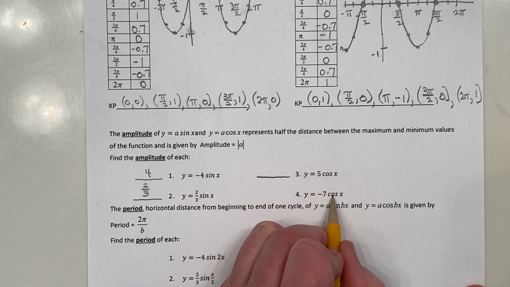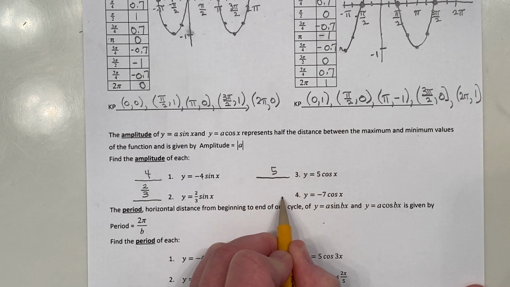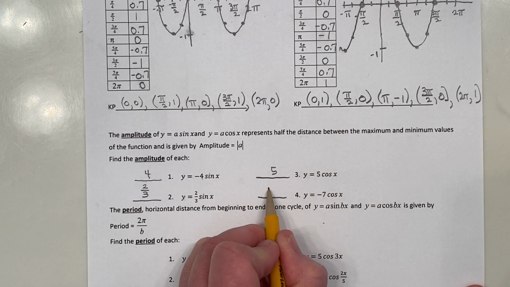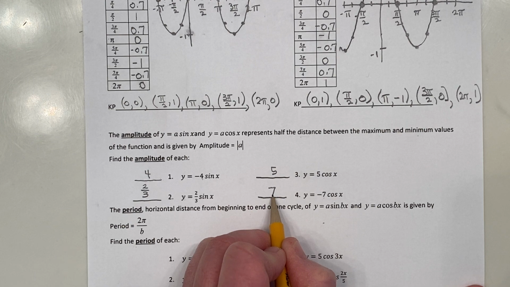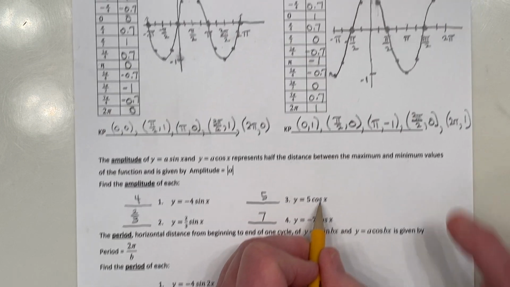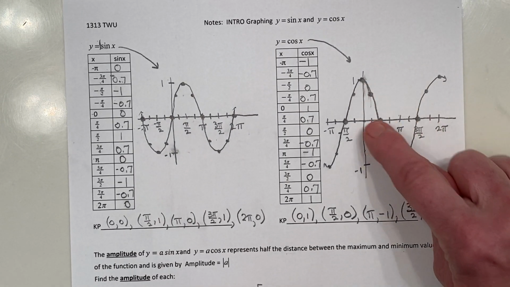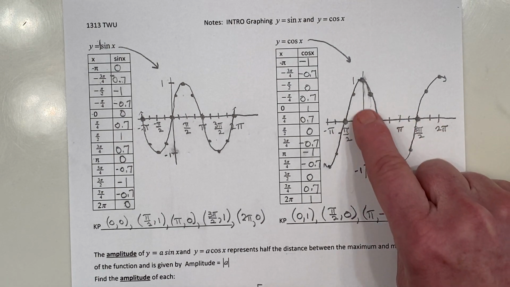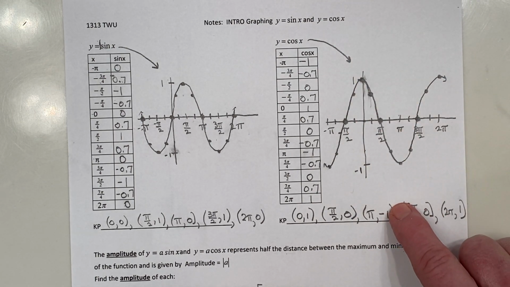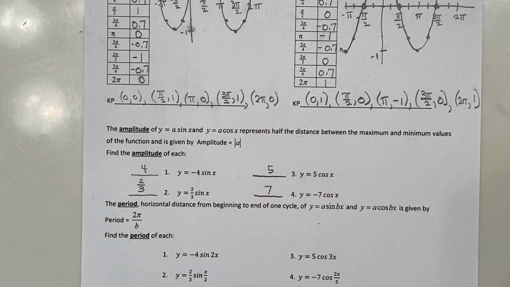Okay, let's look at some cosine functions. What's the amplitude? 5. What's the amplitude here? 7. So for the cosine graph, instead of going up to 1, we'd go up from these midline points, so to speak, up to 5 and down to -5. It would be a great stretch on that, as would 4.